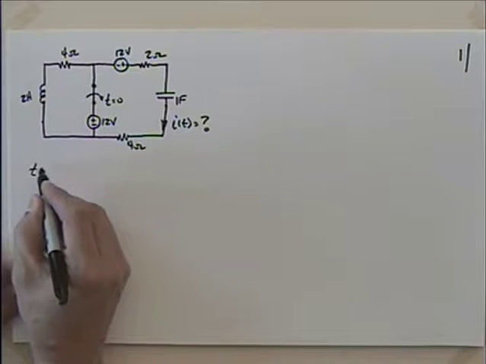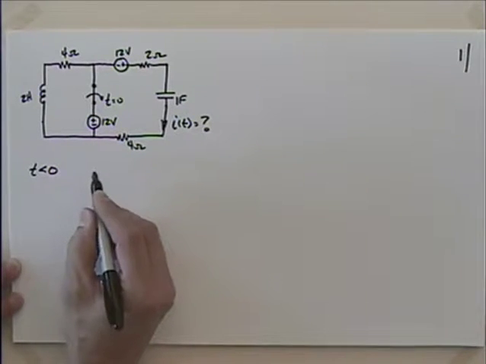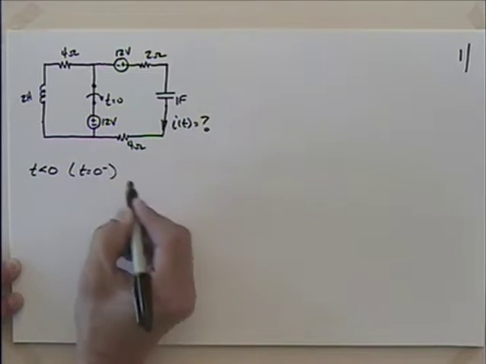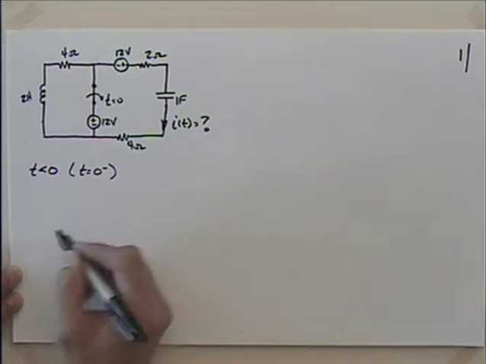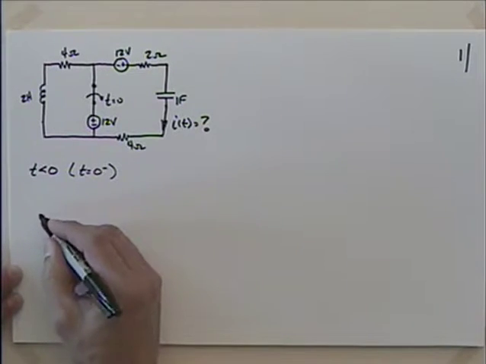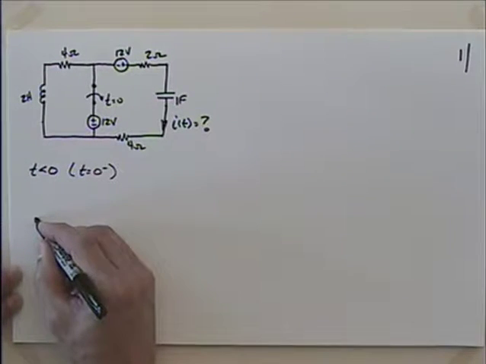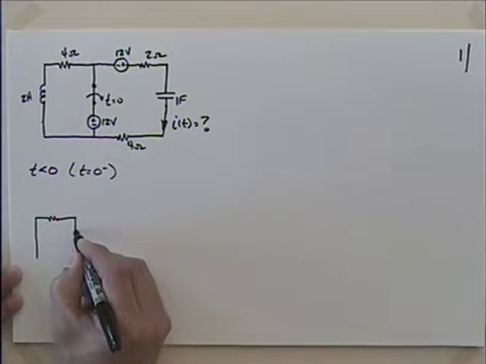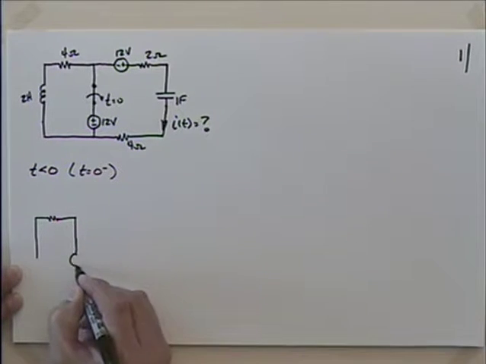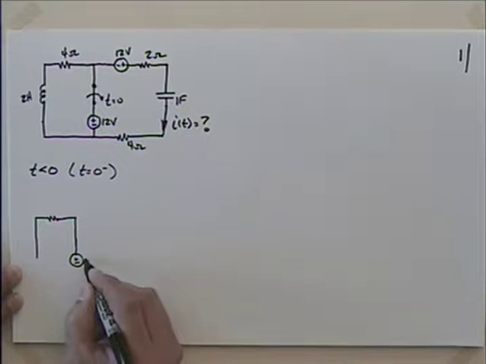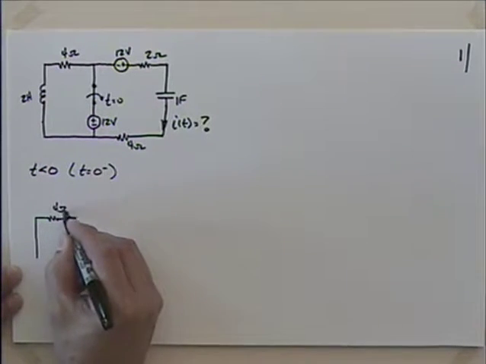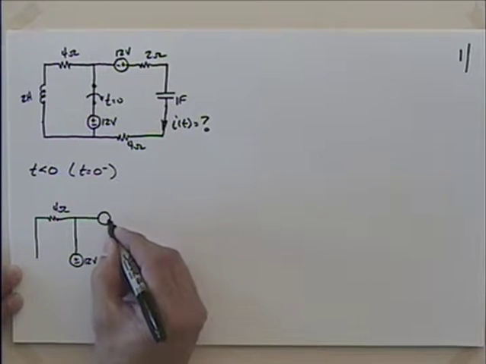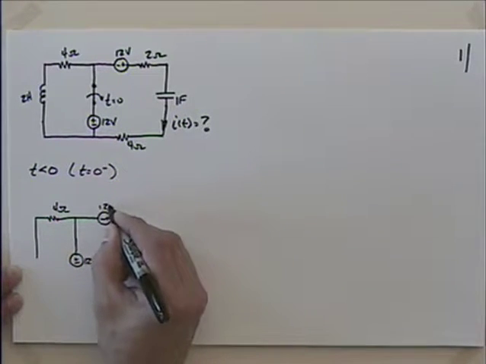You have to look at what happens when t is less than 0, or sometimes we might say that t is equal to 0 minus. You can talk about it both ways. And what we're going to do is look at that inductor as a short. The resistor stays, the switch is closed. We have this voltage source here, 12 volts, 4 ohms.